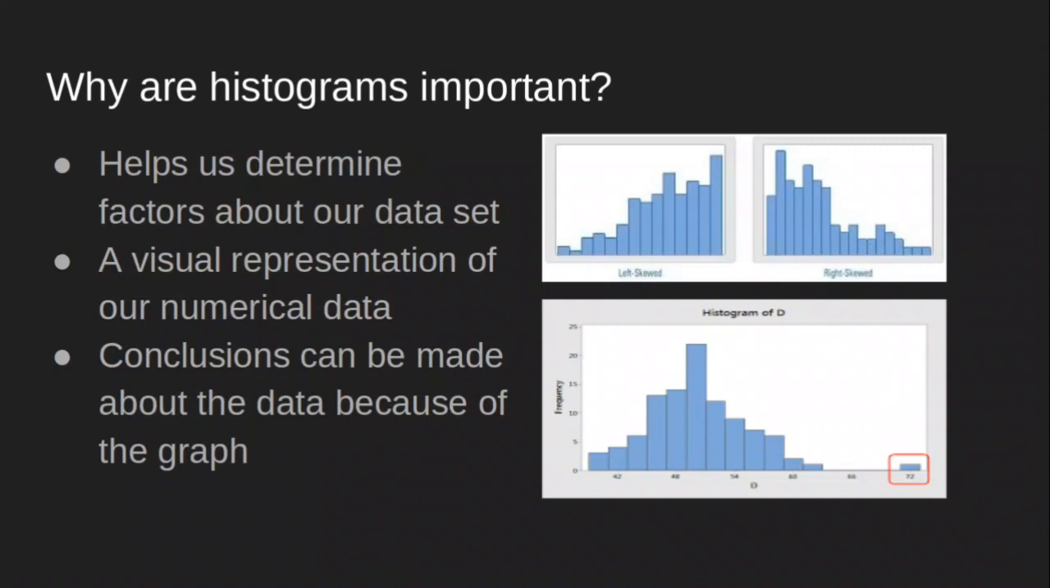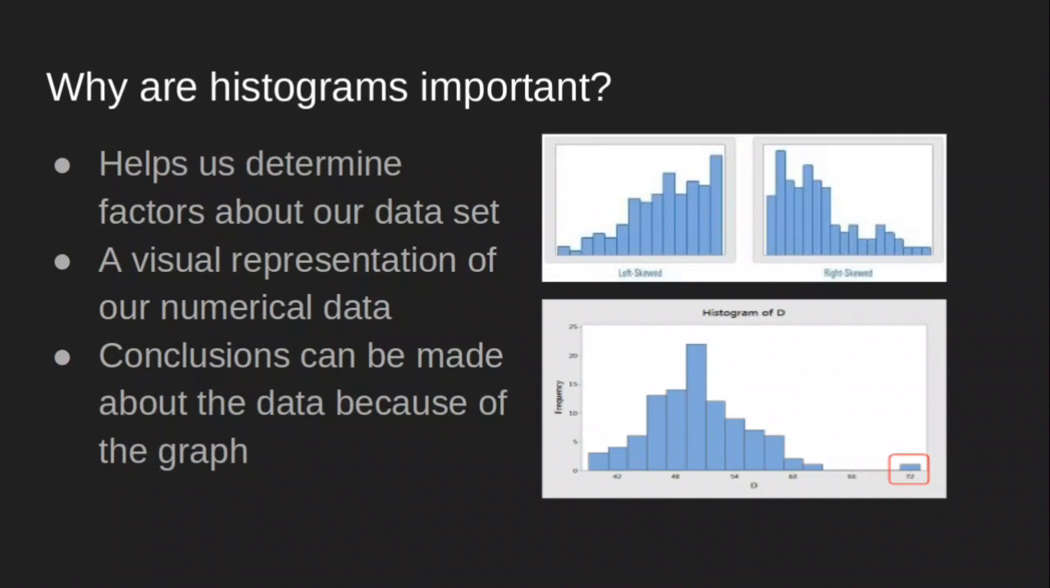Creating histograms just makes it 10 times easier to look at the data set you've been given, because sometimes data sets aren't organized very well. So being able to create a histogram makes you see some patterns that you might not have seen before. It helps us determine factors about our data set, like we could find our average. We could figure out what shape it is in. Are there fewer people on one side than on the other side?